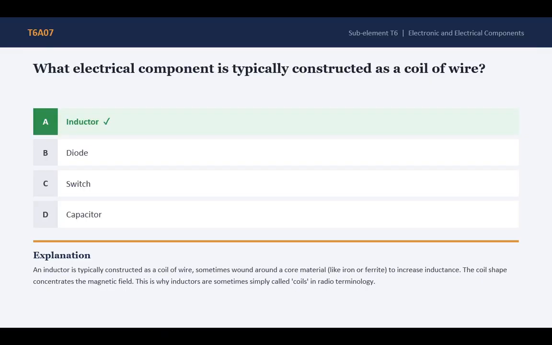What electrical component is typically constructed as a coil of wire? A. Inductor. An inductor is typically constructed as a coil of wire, sometimes wound around a core material like iron or ferrite, to increase inductance. The coil shape concentrates the magnetic field. This is why inductors are sometimes simply called coils in radio terminology.